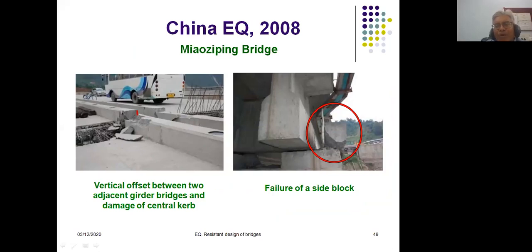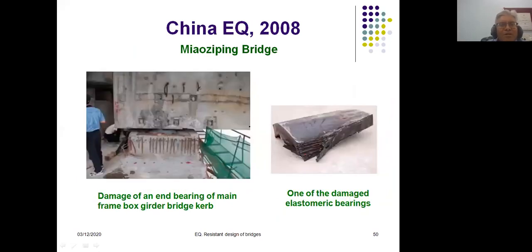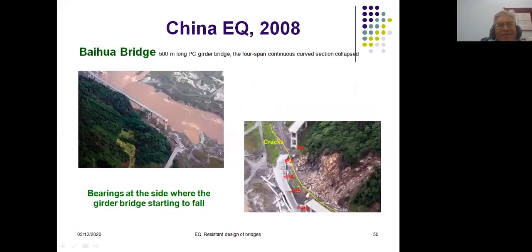Failure of the side block, which is a reaction block, such reaction blocks are just to prevent the girders from leaving their seating positions. Severely damaged girder bearings, and see the bearings, each layer is separated here. So you can see the massive earthquake that took place, and see here the steel and rubber layers, each were separated in the earthquake.